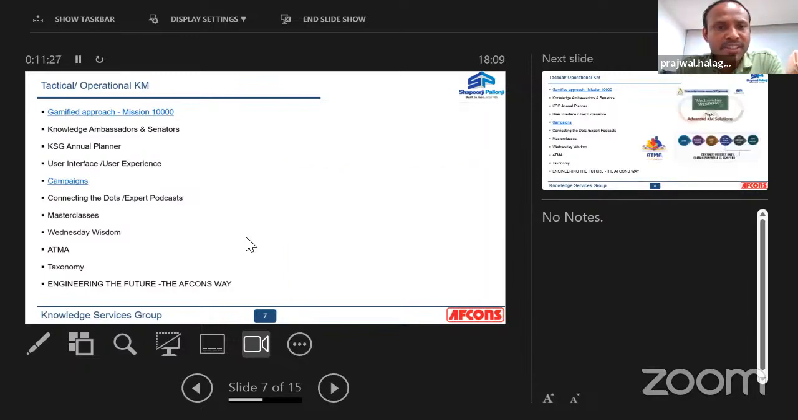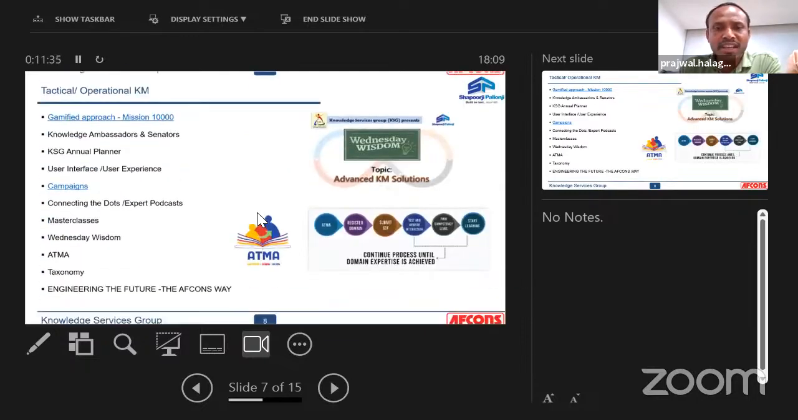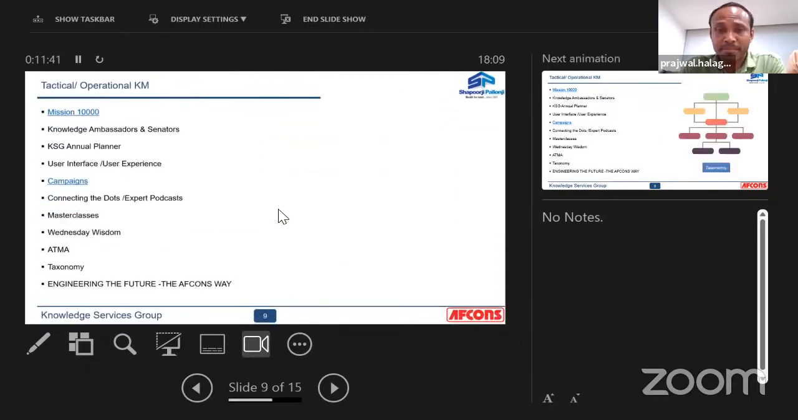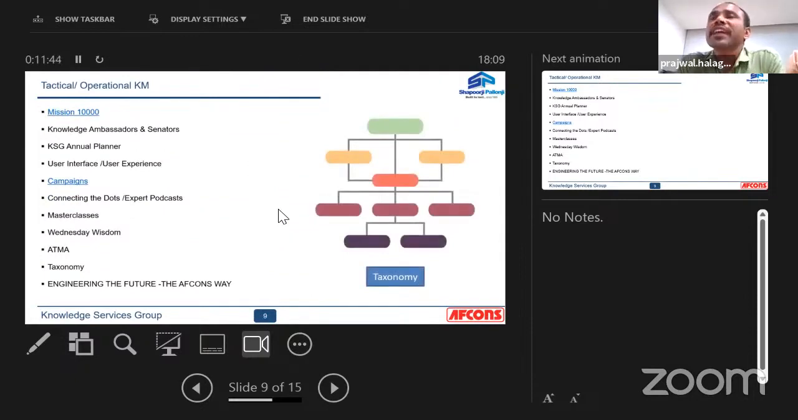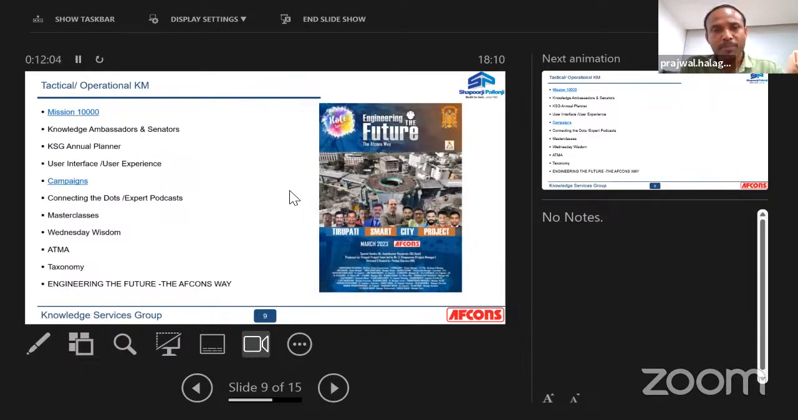About Atma, I mentioned it's the FCONS Talent Management Academy. Also, we do master classes where an expert comes and explains a particular topic. A challenge we faced initially was getting the right knowledge at the right time. So we started working on taxonomy and auto classification of documents. Still, it's in the pilot stage. Once we achieve success, I hope to share the success story in the coming meetups. Also, we have Engineering the Future the FCONS way, in which people go to a particular project location and explain the challenges and lessons there.